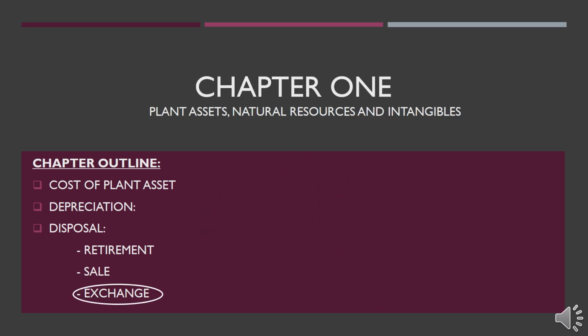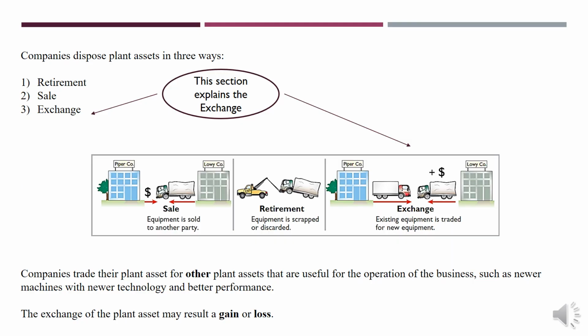In this part, we are going to talk about the exchange of a plant asset. Usually, a company exchanges its plant asset with a new plant asset that will provide the company with higher productivity and higher efficiency during its work. However, this exchange may result in a gain or may result in a loss.